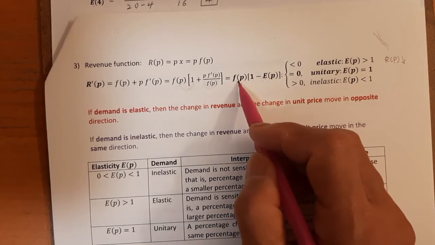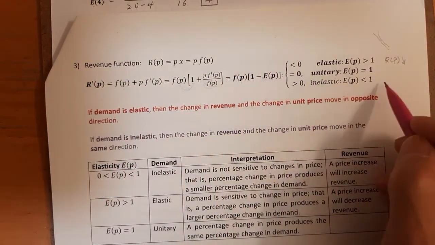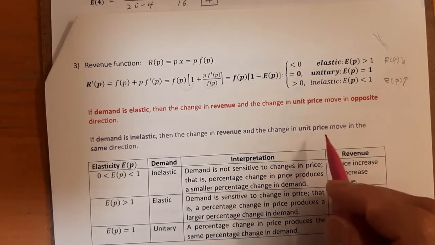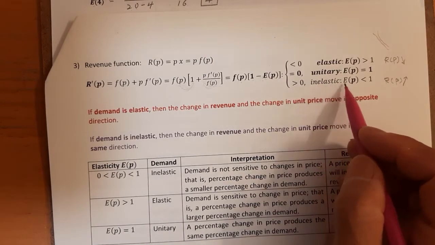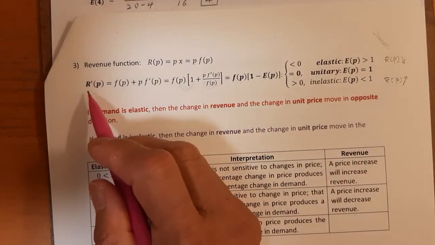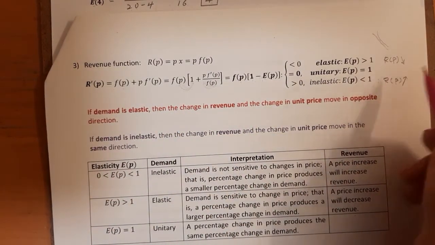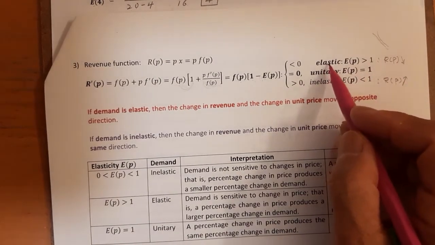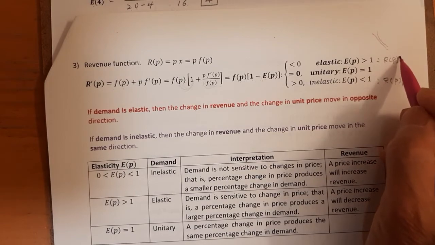Then if E(p) is less than 1, so when you subtract 1 it is still positive. Positive times positive is positive. So R prime(p) is positive. That means the original R function is going to be an increasing function, greater than 0. So in inelastic demand, the original R function is increasing. Then in elastic demand, the revenue is decreasing.